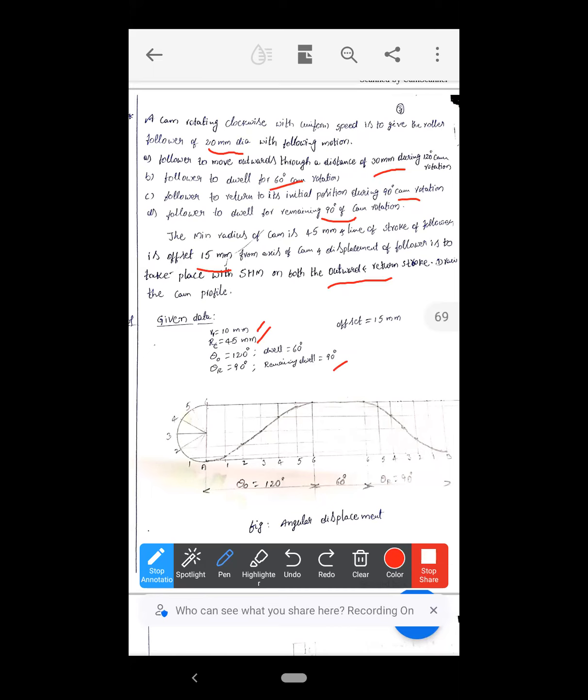And what type of profile do we have to draw? That is the offset follower cam profile, and the offset value is also given, 15 mm. So those are the given values.